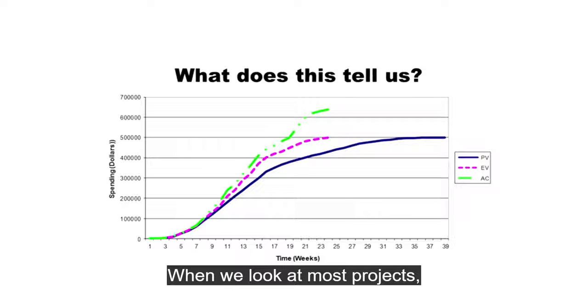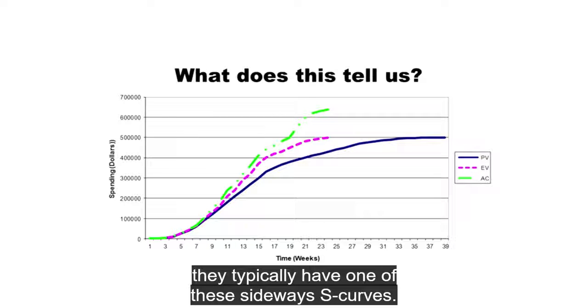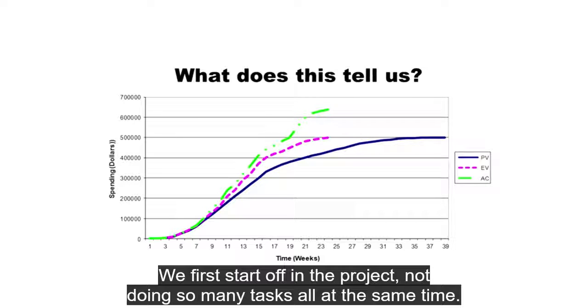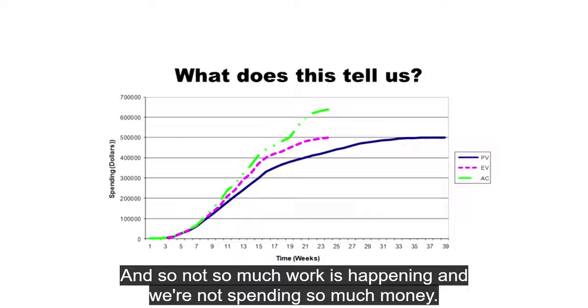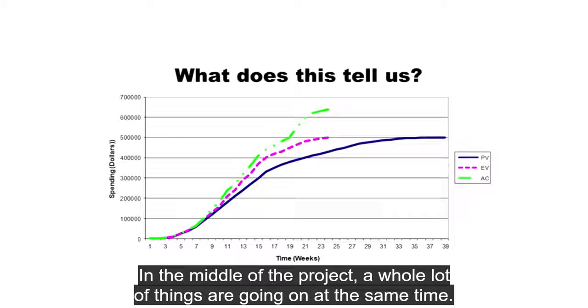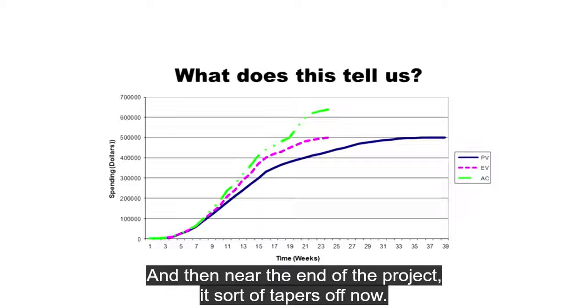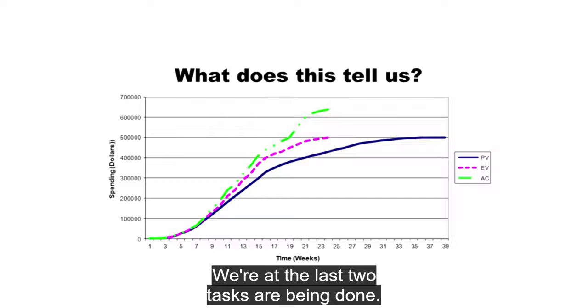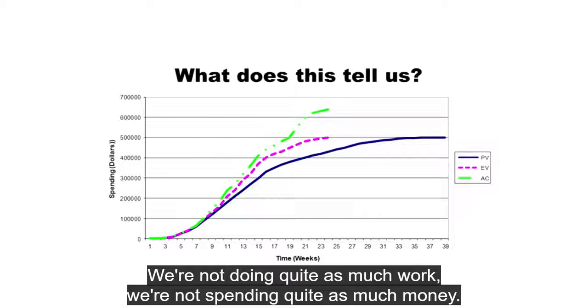When we look at most projects, they typically have one of these sideways S-curves. We first start off in the project not doing so many tasks all at the same time, so not so much work is happening, and we're not spending so much money. In the middle of the project, a whole lot of things are going on at the same time. We're spending money like crazy. And then near the end of the project, it sort of tapers off, where the last few tasks are being done. We're not doing quite as much work. We're not spending quite as much money.